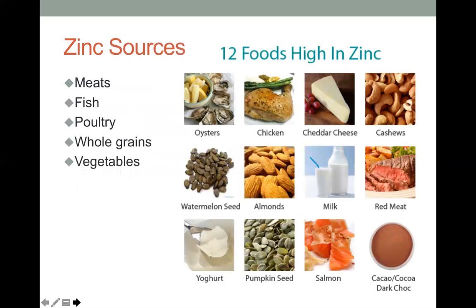Sources of zinc. We see zinc in a lot of protein-rich foods: meats, dairy products, almonds, etc. It is decently common for vegans to have low zinc intakes. So vegans and vegetarians just have to be conscious that they're getting some non-meat sources such as seeds, nuts, whole grains, etc.